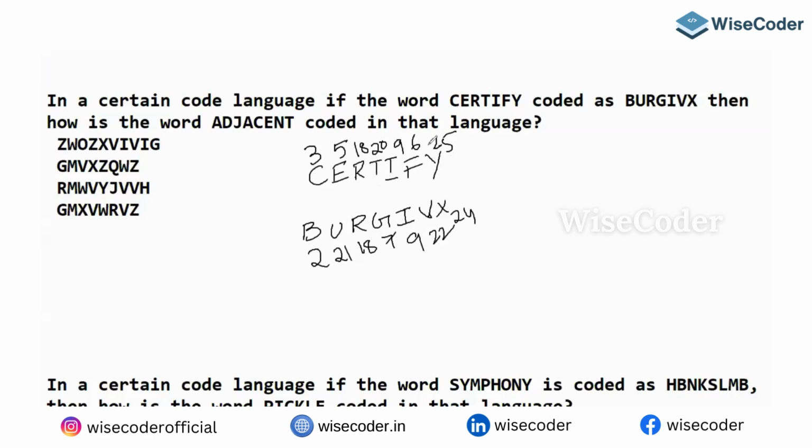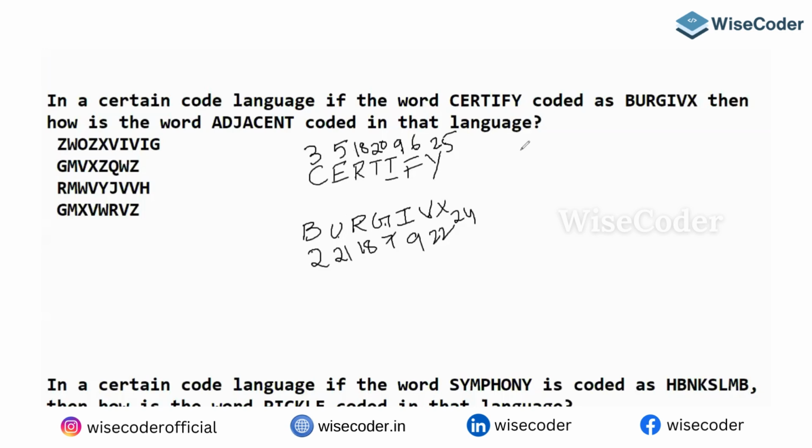But if you closely observe, 25 plus 2, 27. 6 plus 21, 27. 9 plus 18, 27. 20 plus 7, 27. 18 plus 9, 27. 5 plus 22, 27. Okay, 3 plus 24 also 27. So what is the logic here?